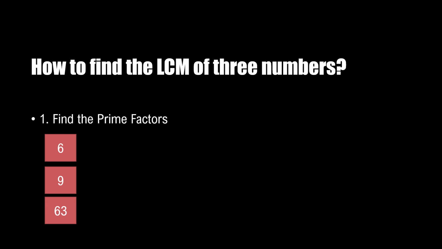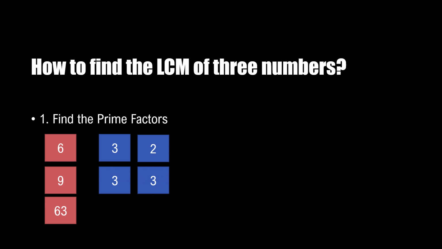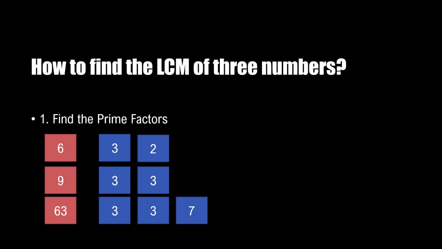So how do we find the LCM of three numbers? First, we will find the prime factors. The prime factors of 6 are 3 and 2. The prime factors of 9 are 3 and 3. The prime factors of 63 are 3, 3 and 7. So which number is common between all three of them? 3. So we write down 3.